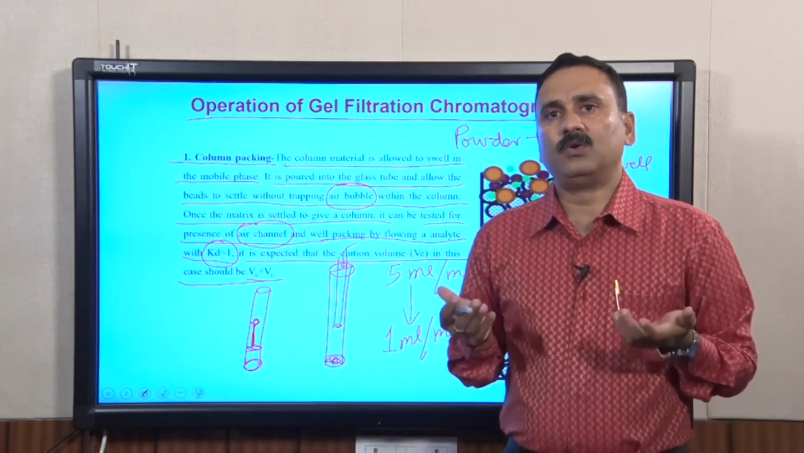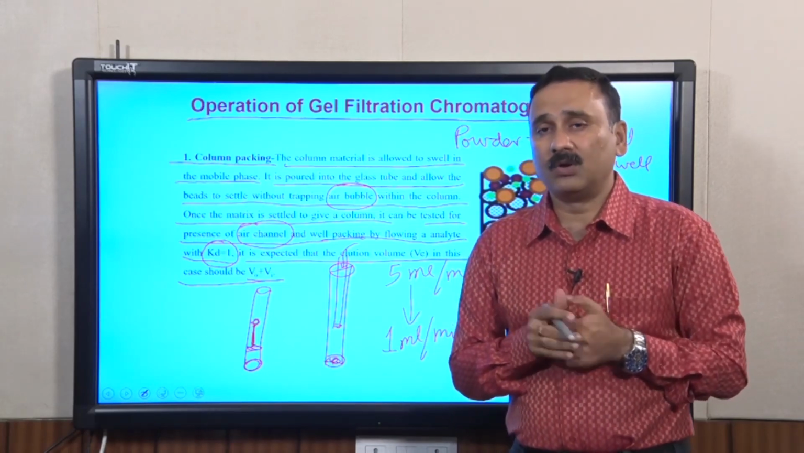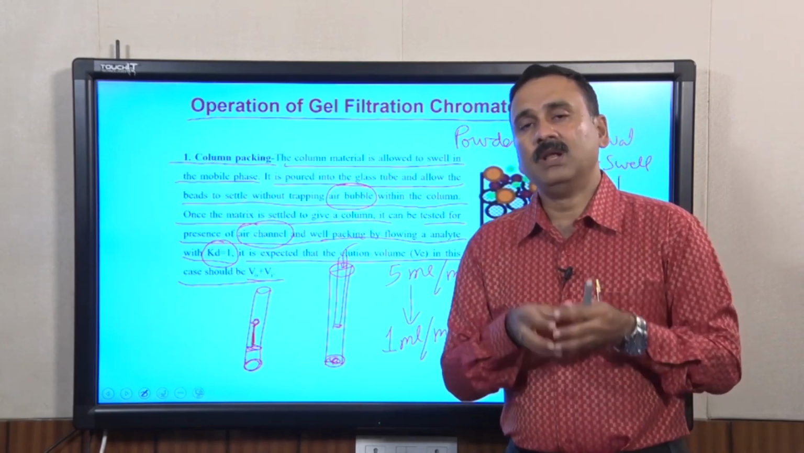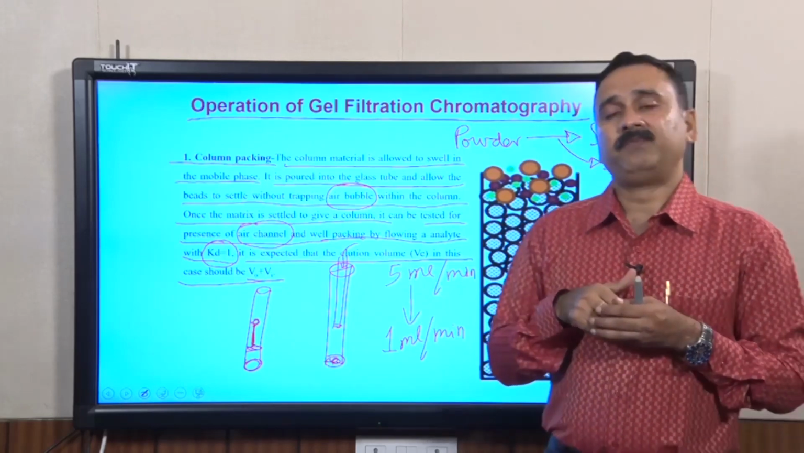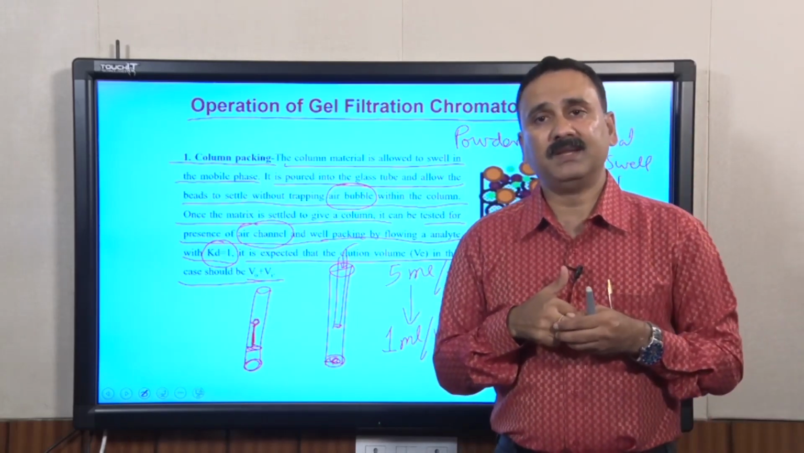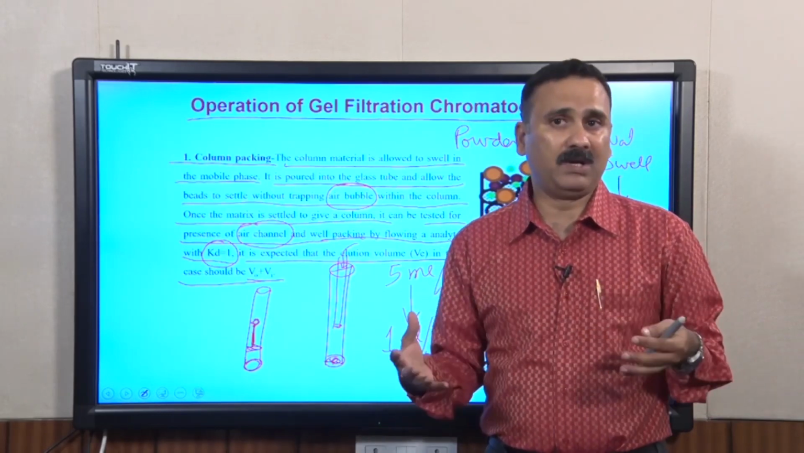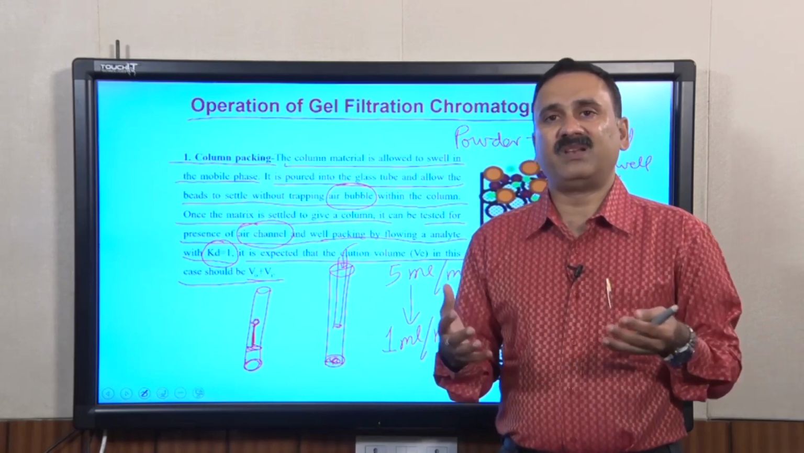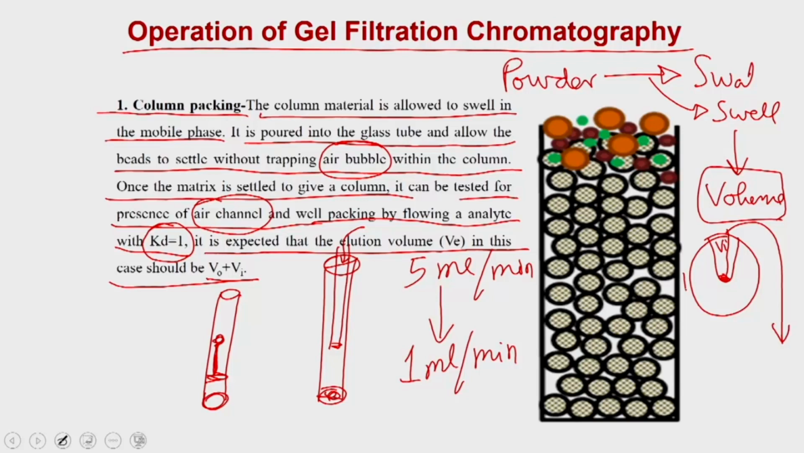What could this molecule be? The simplest molecule could be the water molecule, because water is the simplest and smallest molecule which can be present at the bottom of these pores. But the problem with water is that you cannot monitor it until it is radio labeled, and we are not going to do radio labeled experiments just to know whether there is a channel or an air bubble present in this column or not.